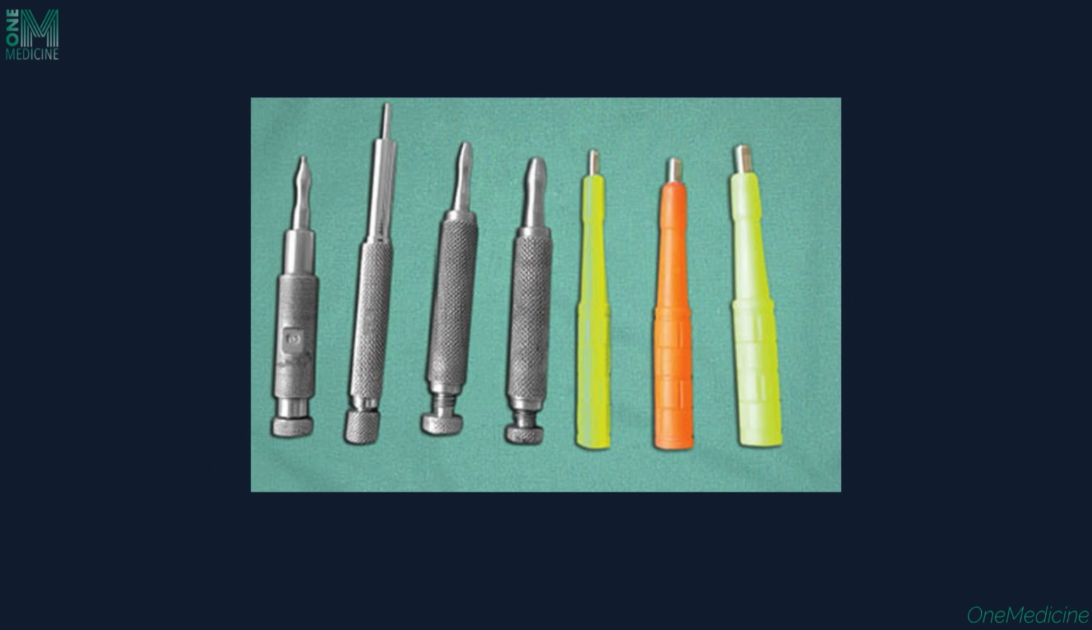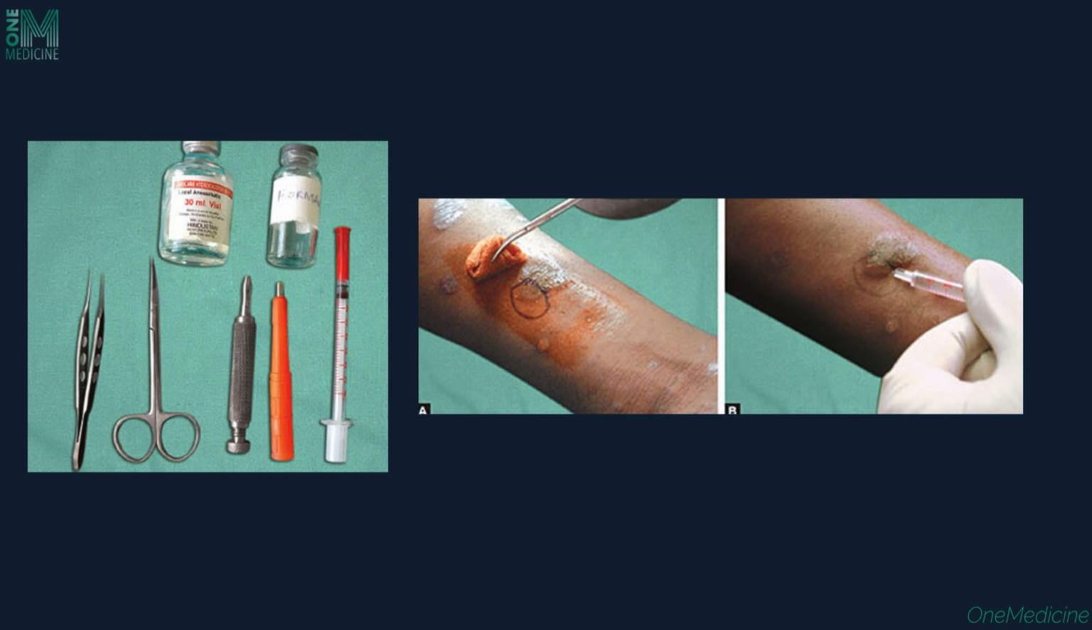So these are the punches here. These are the stainless steel punches, and these are the disposable punches that you get. So this whole length of the punch should go inside the skin so that it will reach the subcutaneous tissue as well. So these are the instruments: the forceps, the scissors, the punches, and the insulin syringe for giving anesthesia. This is the anesthetic agent, and this is the formalin that you store it in.